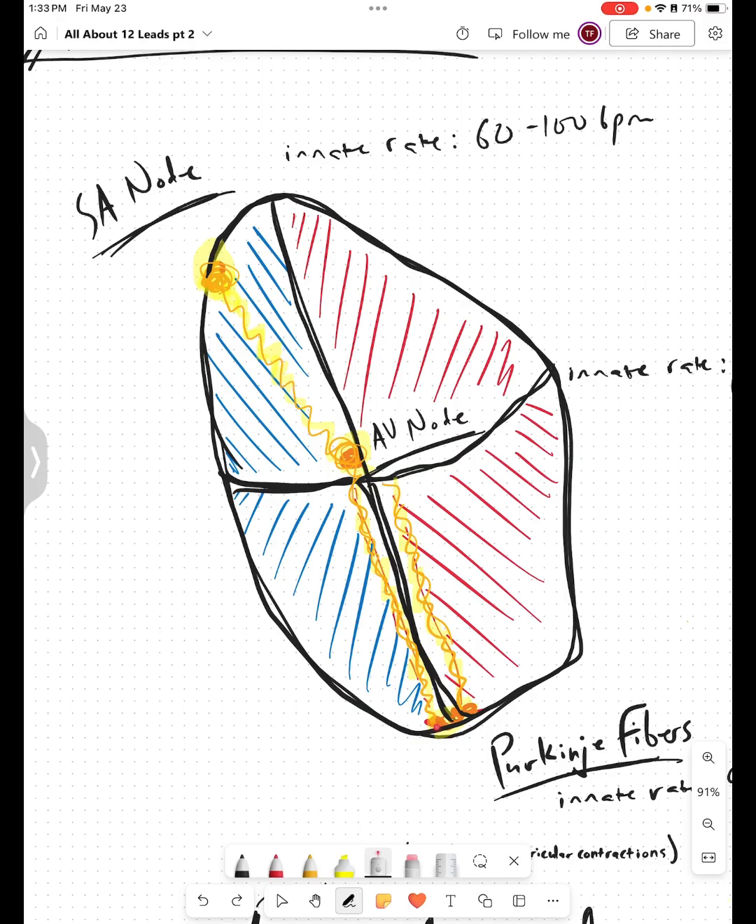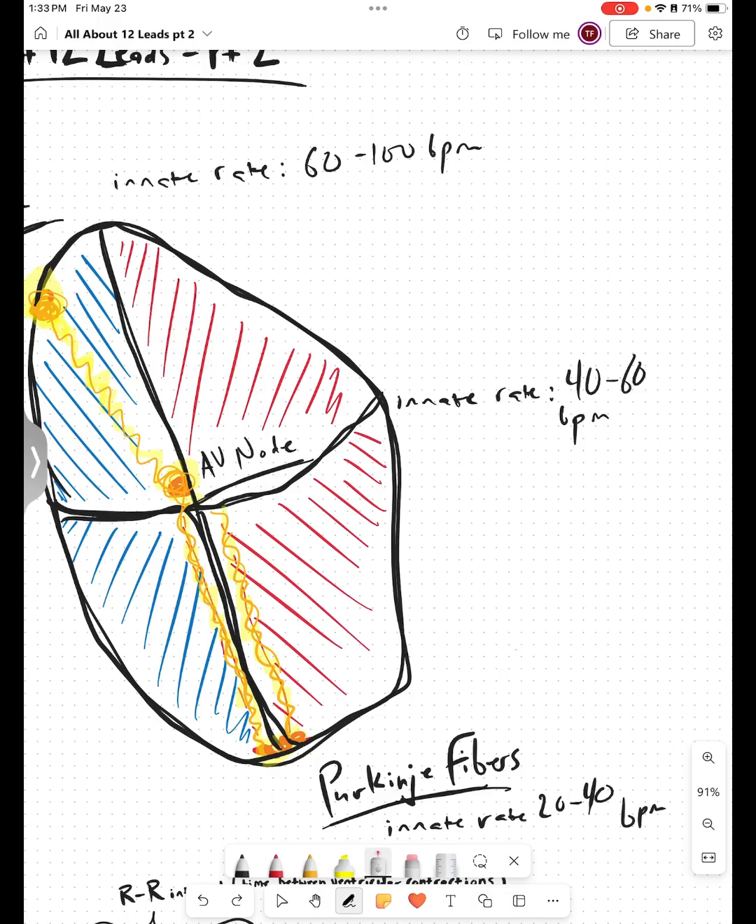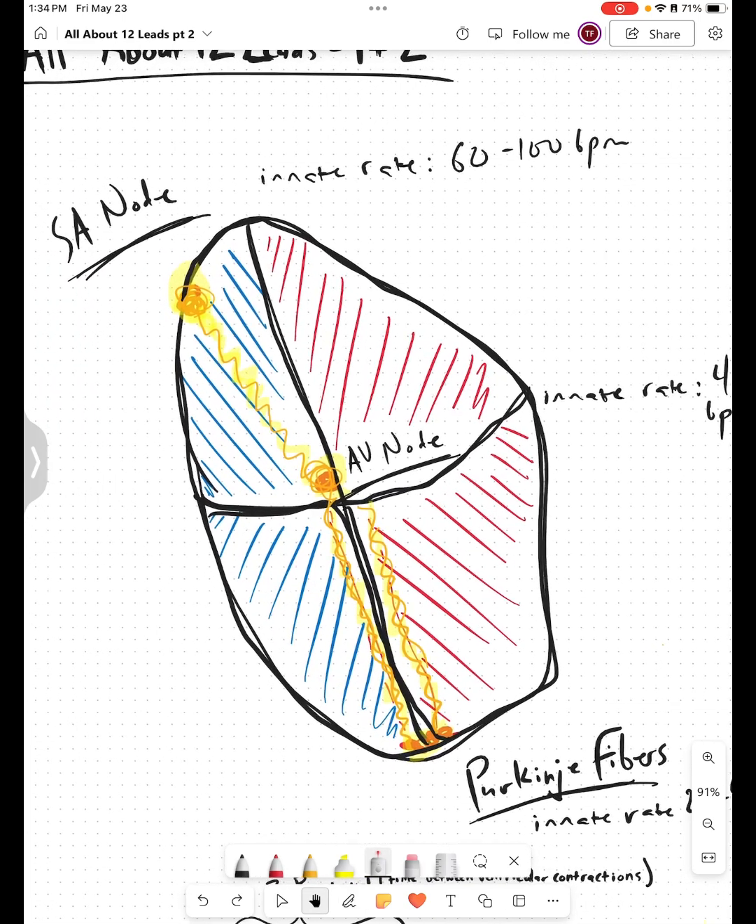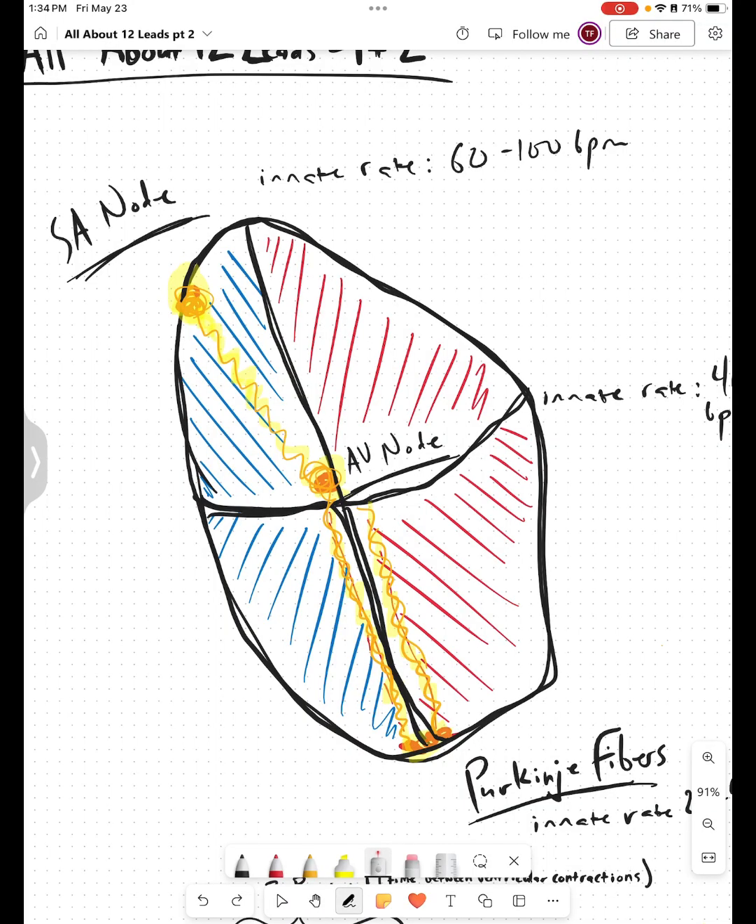For example, the SA node likes to fire between 60 and 100 beats per minute. The AV node likes to fire between 40 and 60 beats per minute. And the Purkinje fibers, a little bit slower, 20 to 40 beats per minute. That does not mean that these things cannot go lower than their innate numbers, or exceed their normal maximum. For example, you go on a brisk walk, or you start doing something that is going to exert more energy and call for more of an oxygen demand, our heart rate's probably going to go up. And that SA node will meet that demand just fine.